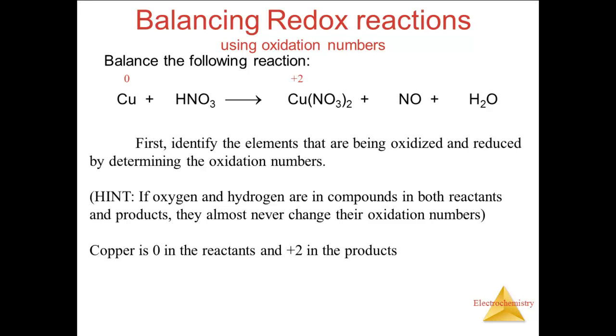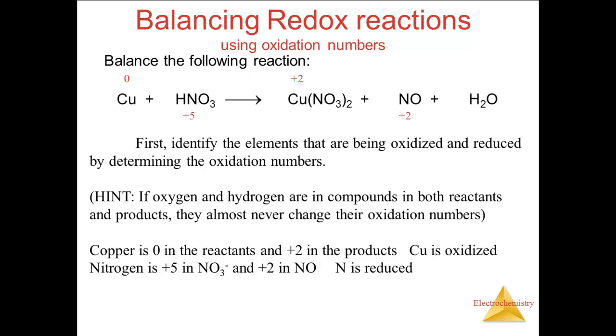Copper is 0 in the reactants because it is a neutral element, and it is +2 in the products. It's an ion with a charge of 2+. Nitrogen is +5 in the reactants, 3 times -2 for oxygen, plus nitrogen equals -1, and +2 in the products. Nitrogen plus -2 for oxygen equals 0. So copper is oxidized and nitrogen is reduced.